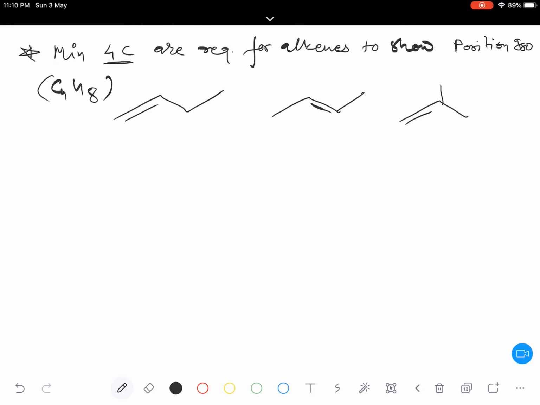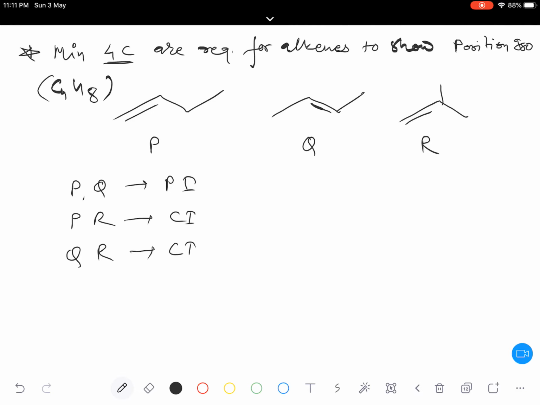Similarly, I could even write this compound, let's say I write them as P, Q and R. So P and Q are position isomers to each other, right? P and R, I can write as chain isomers to each other, correct? Position is not changing, the chain itself is changing. So if the chain is changing, position cannot exist. So Q and R also I can write as chain isomers to each other, correct?